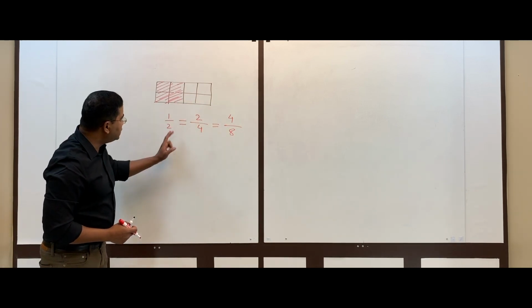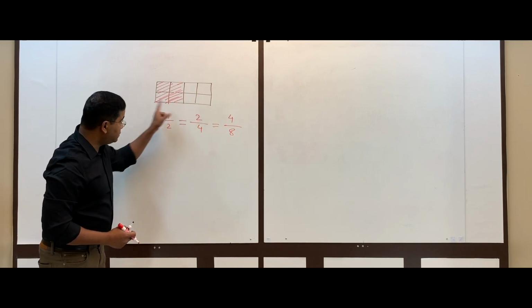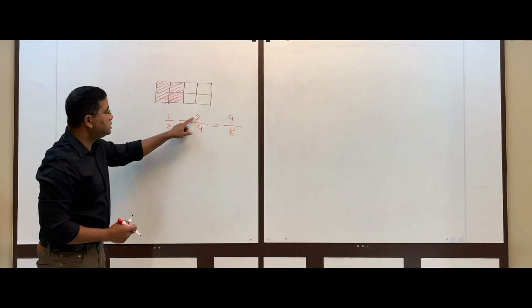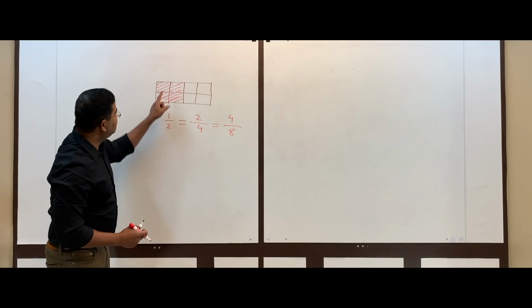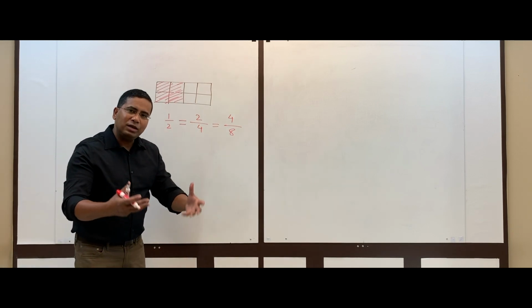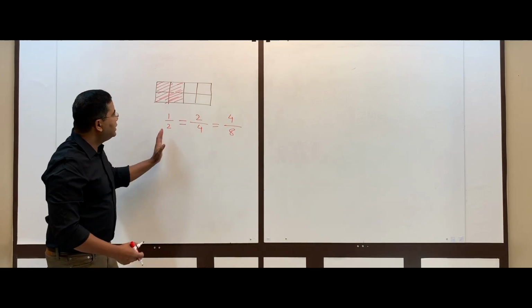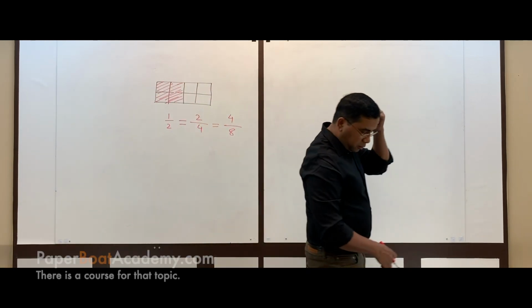When you break them into 2 pieces, you had half. When you broke this chocolate bar into 4 pieces, you are going to have 2 pieces. When you break them into 8 pieces, you are going to have 4 pieces, correct? But the amount of chocolate is the same. So that means all 3 fractions are equivalent. That's what equivalent fractions are.